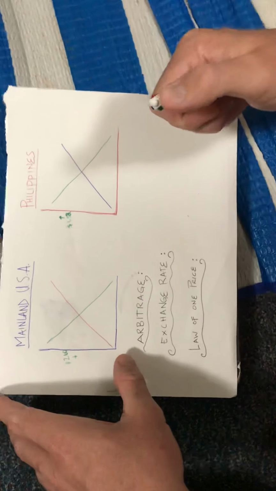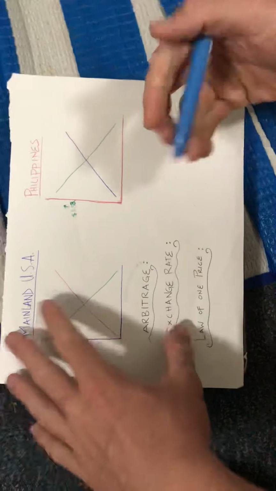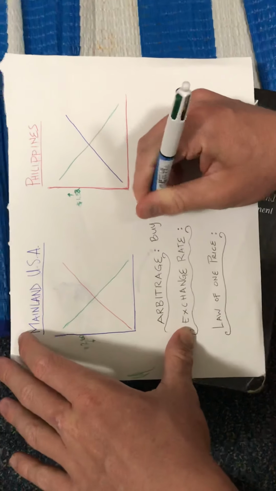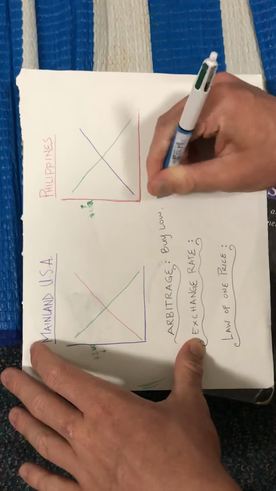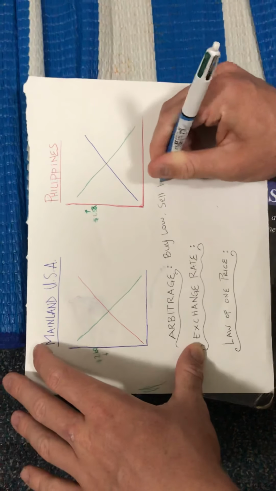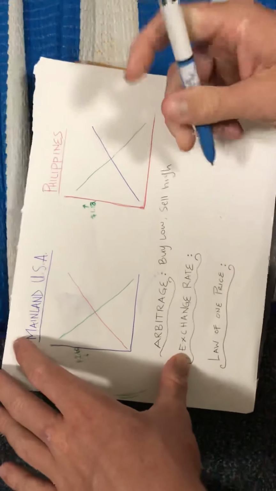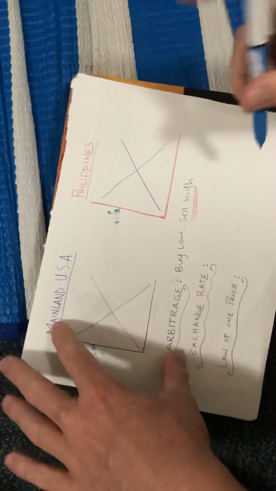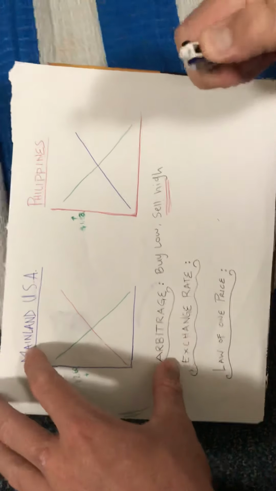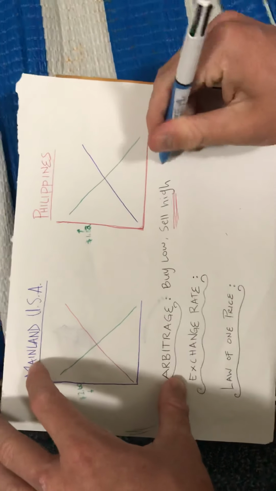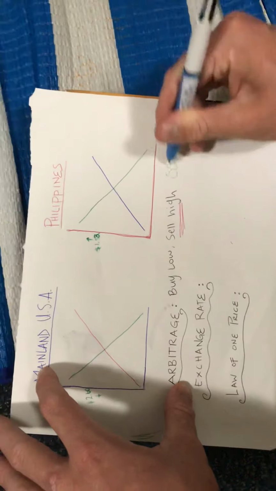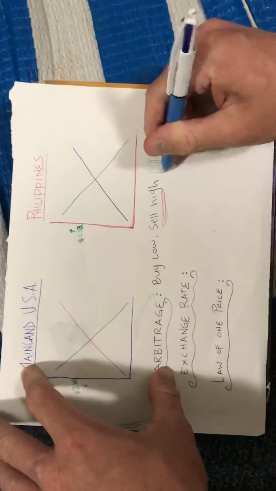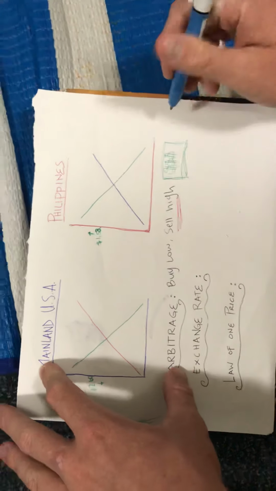So for those who do not know what arbitrage means, more or less what it means is for you to buy low and sell high. And hopefully when you sell high, what you can do is make profit. As an arbitrager, that is your main goal, to make profit.